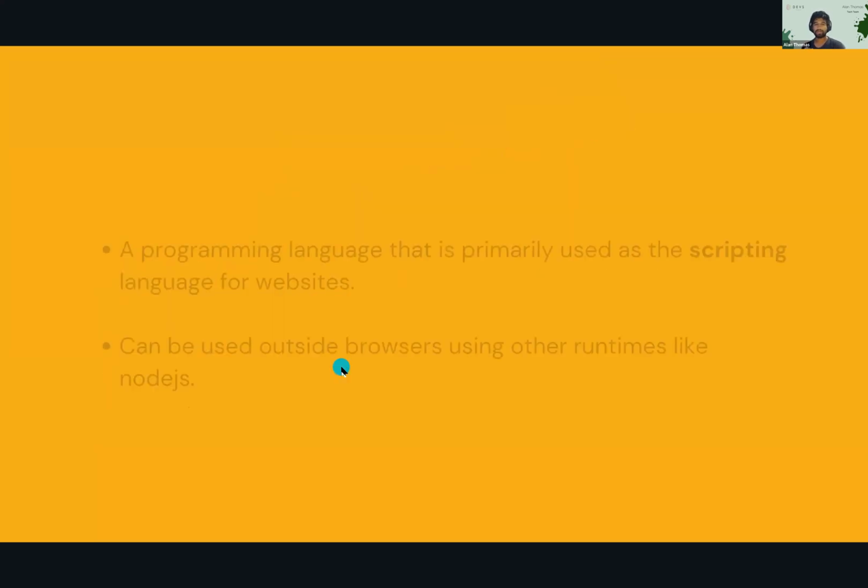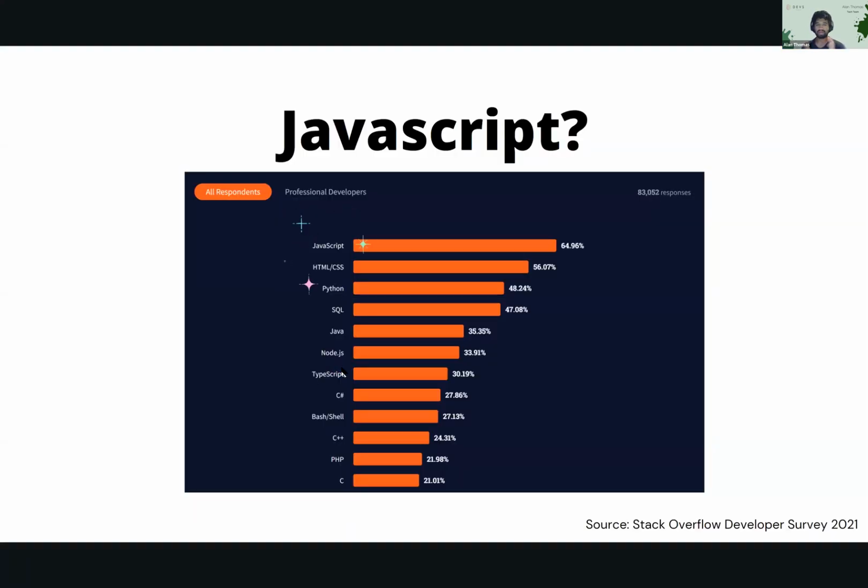Another great reason to learn JavaScript: it's actually the most popular programming language, according to this Stack Overflow survey from last year. So if you're not convinced enough yet, here are the stats. Hopefully by now you'll think that JavaScript is a great language to learn as a beginner.